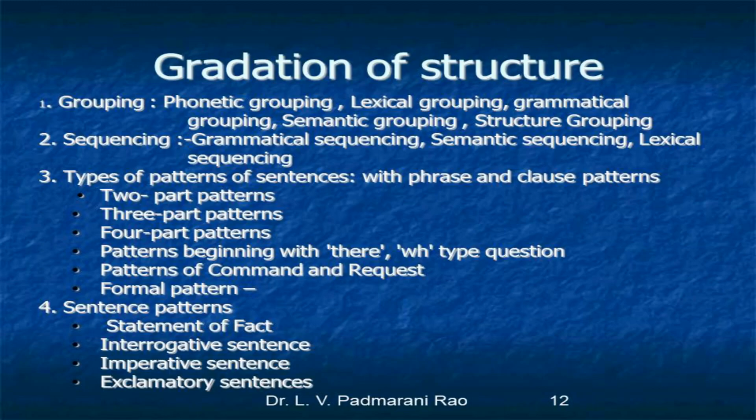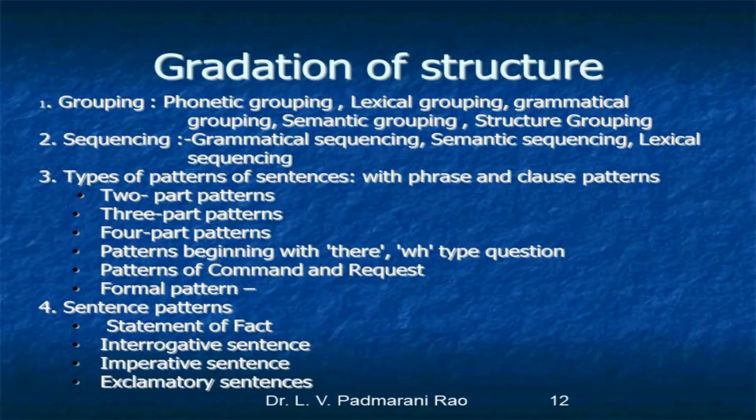Various types of patterns of sentences with phrase and clause patterns are introduced to the students carefully, first starting with the two-part patterns, which will have just the subject and the verb, then the three-part patterns with SVO, SVC, and SVA, and then the four-part patterns with SVOA, SVOC, and then patterns beginning with there, it, WH words, patterns related to commands and requests. Formal patterns are introduced, and then the informal patterns also are introduced, so that the student will be acquainted with all the structures of the language.